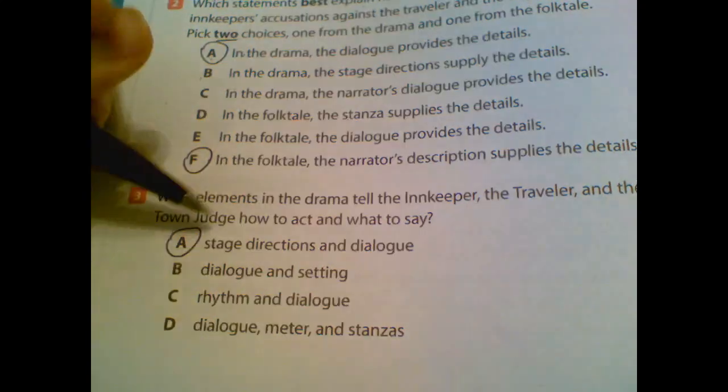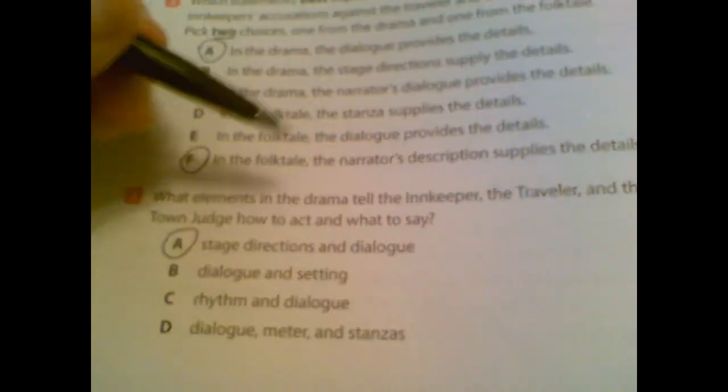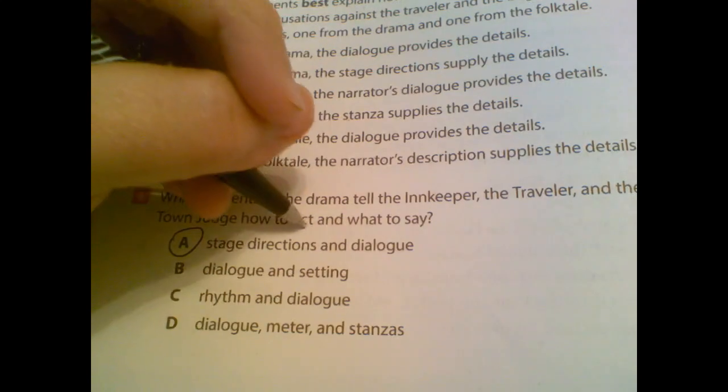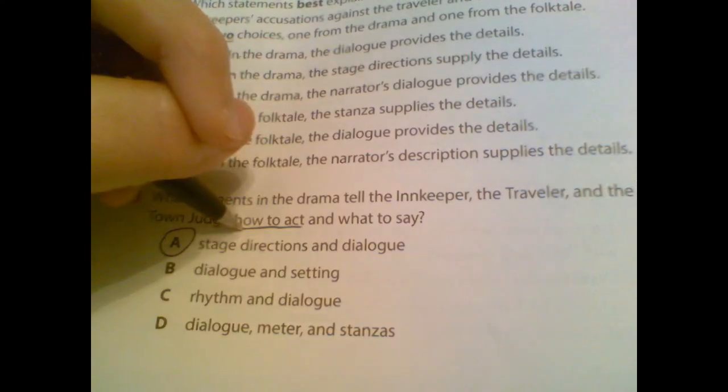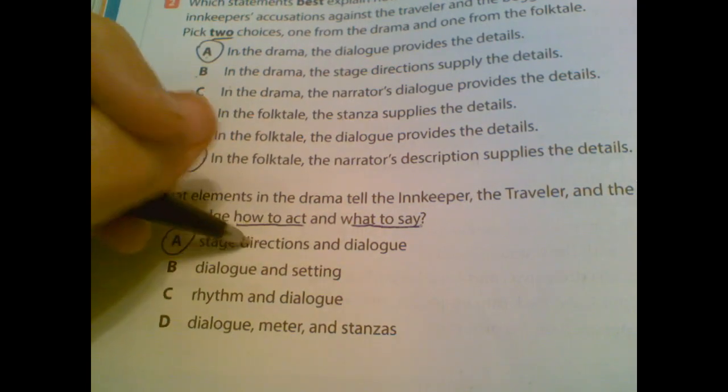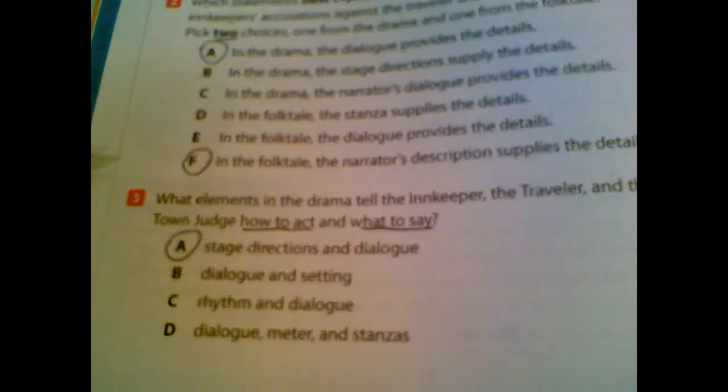All right, your correct answer should be A. The correct answer is A because it's a drama, and our key words in our question were tell them how to act and what to say. And we know that stage directions tell our characters how to act and what to say.